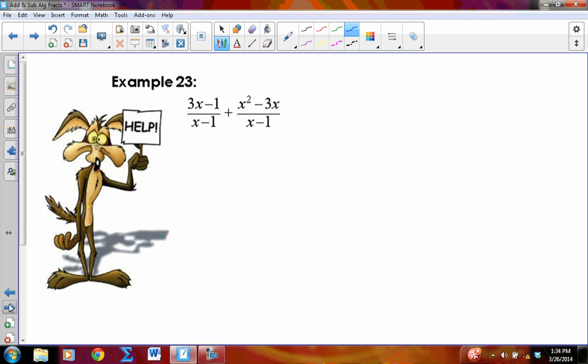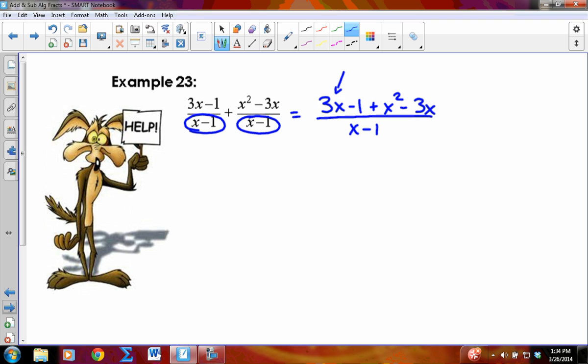That's it. Even in ones that look a little bit complicated, notice my denominator now has a binomial in it, x minus 1 and x minus 1. As long as they're the same, you're good. Just take the numerators and add them: 3x minus 1 plus x squared minus 3x. Now, the denominator stays the same. You may notice I can combine two terms here. 3x and minus 3x would go to 0. So I'd be left with negative 1 plus x squared over x minus 1.